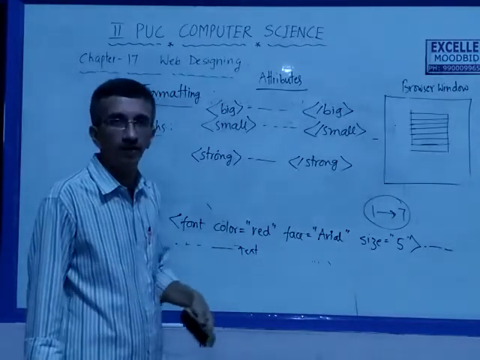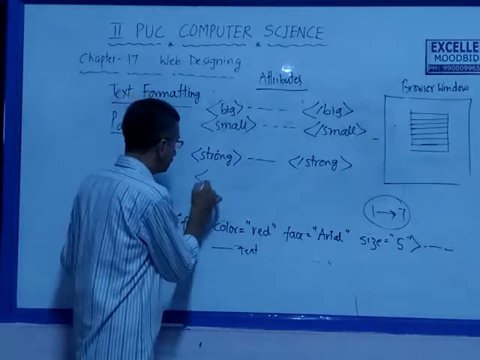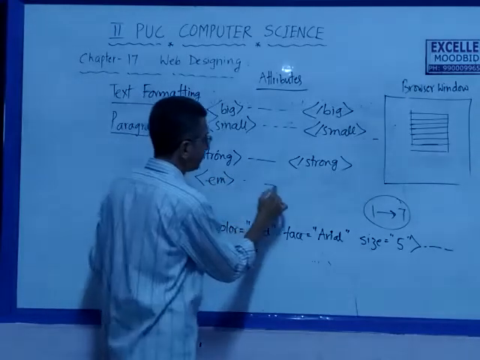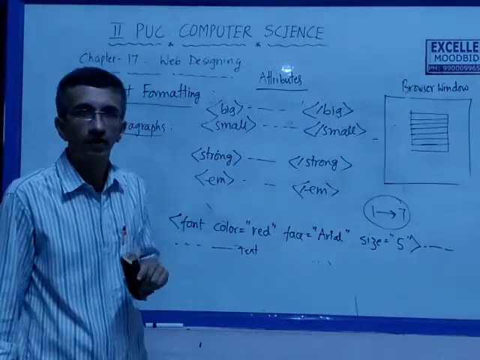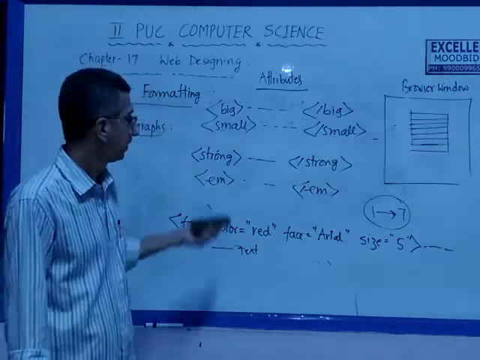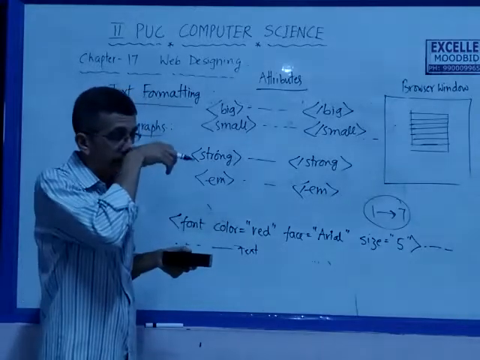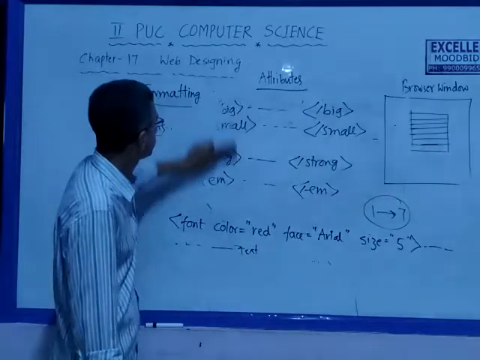Strong makes it bolder. Instead of the bold tag, we can also use strong or EM. Emphasize the text, EM, close EM. EM and strong will make the text appear bold face. So these two can be written in place of a bold tag also. So these are some other text formatting tags.